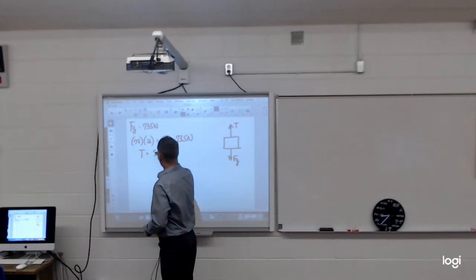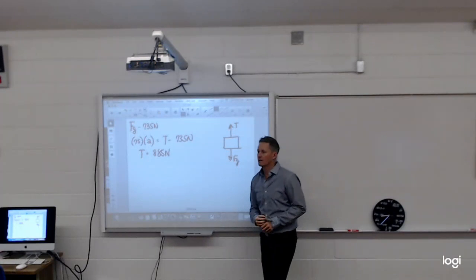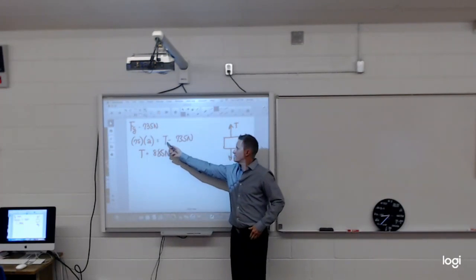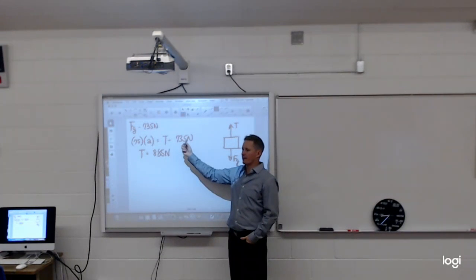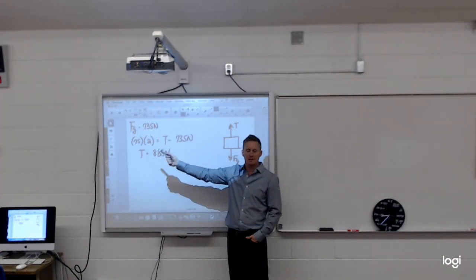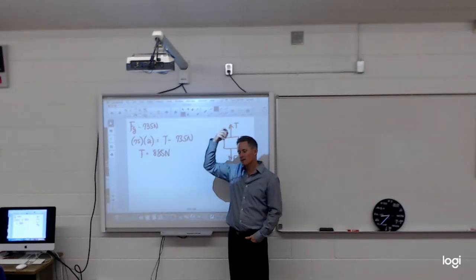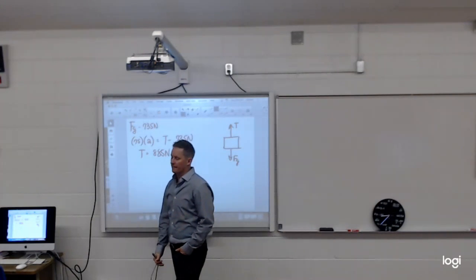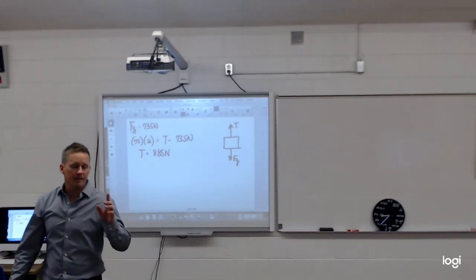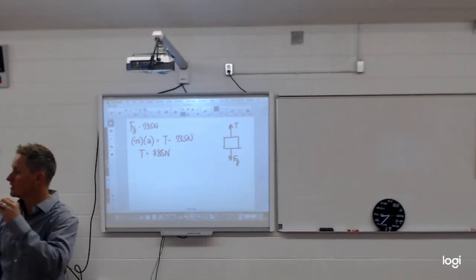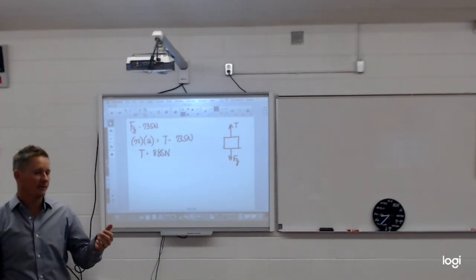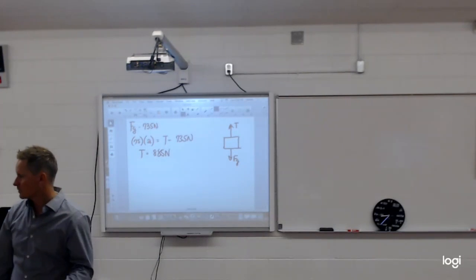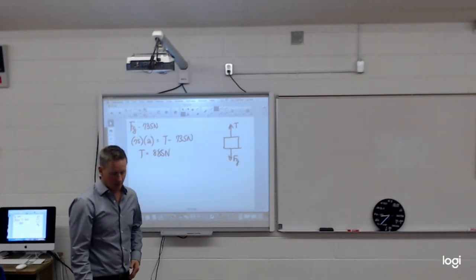885 newtons. Perfect. You add the two together? How do I get T by itself if I'm subtracting 735? Add 735 to both sides, right? That's like what we were doing. Okay, good. Now, does it make sense that the tension is greater than the force of gravity if the elevator is moving up? Yeah. Sure it does, right? Good.